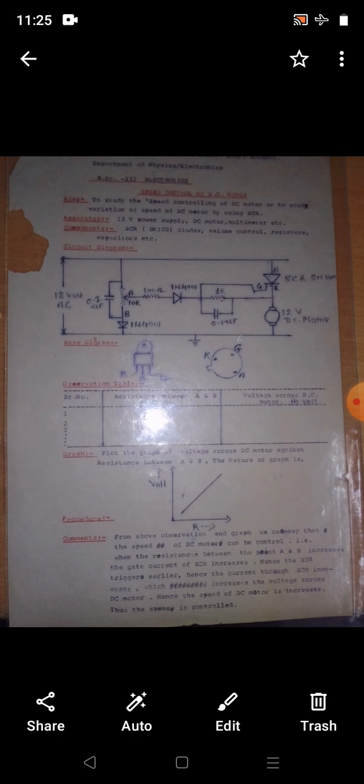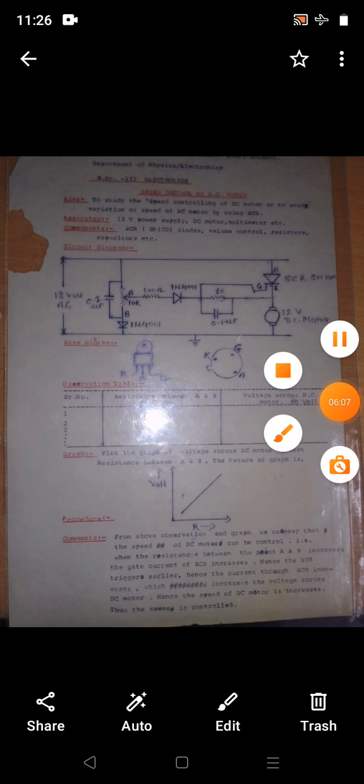Here our chart description is complete. This is our chart description for the experiment speed control of DC motor. Okay, thank you all of you.